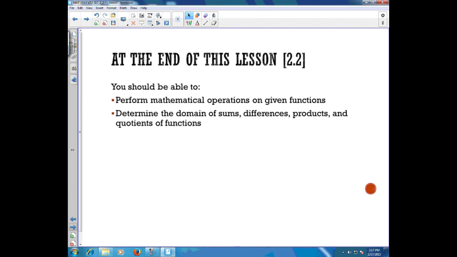So at the end of this lesson, you should be able to perform mathematical operations on given functions. That's adding, subtracting, multiplying, and dividing. And you should be able to determine the domain of the sums, differences, products, and quotients of functions.